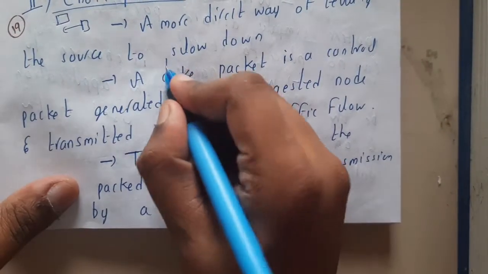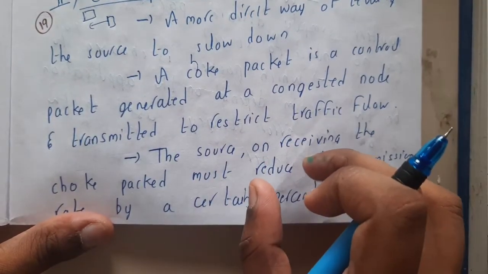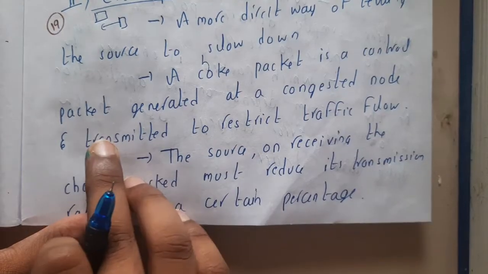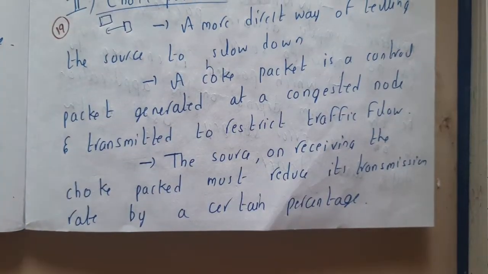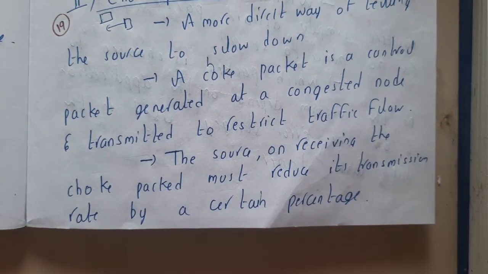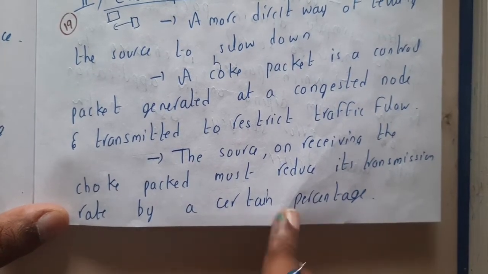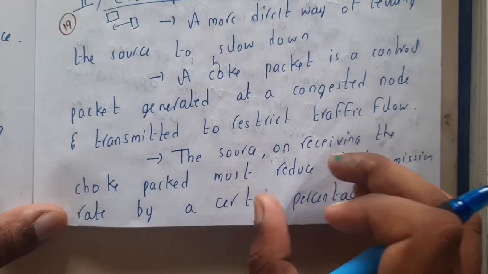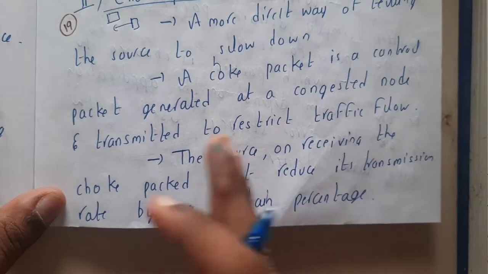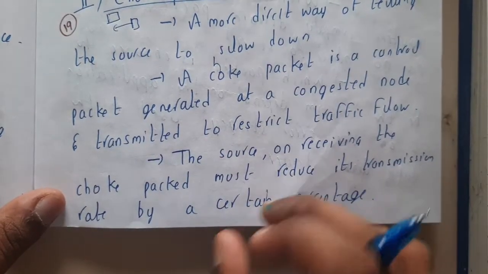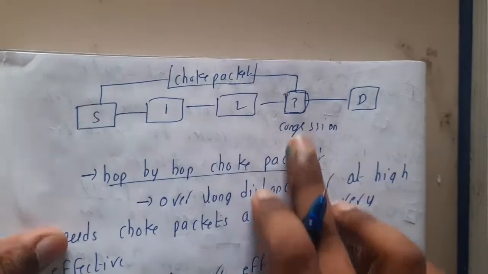A choke packet is a control packet generated at a congestion node. Whenever congestion occurs, we generate this choke packet and transmit it along the path to the restricted traffic flow, whenever there is a free path to the node. The source, on receiving the choke packet, must reduce its transmission rate by a certain percentage. Assume that it is sending at 100 packets per second. If you tell it to reduce by 60%, it will from now on send at 40 packets per second, right? Okay, so a small diagram will be in this way.